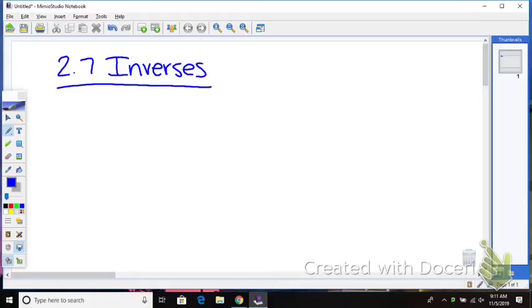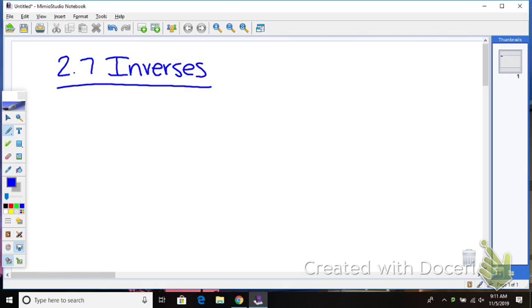Okay, so we're going to talk about inverses. This is something we did a little bit in Algebra 2, but you might want to pay attention because I don't think we went all the way to verifying. There's going to be two things we do today. We find inverses and we're going to verify inverses. Finding inverses is super easy.